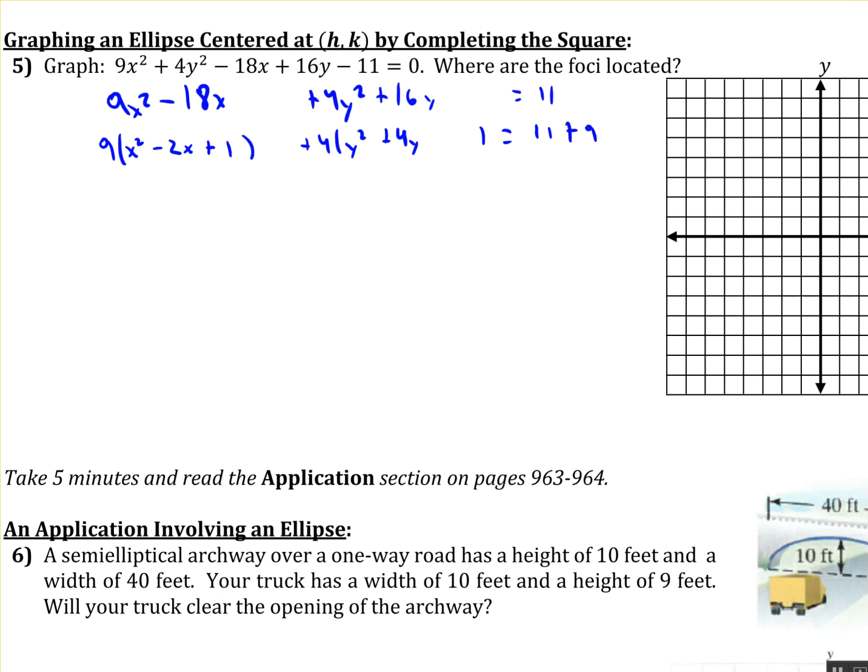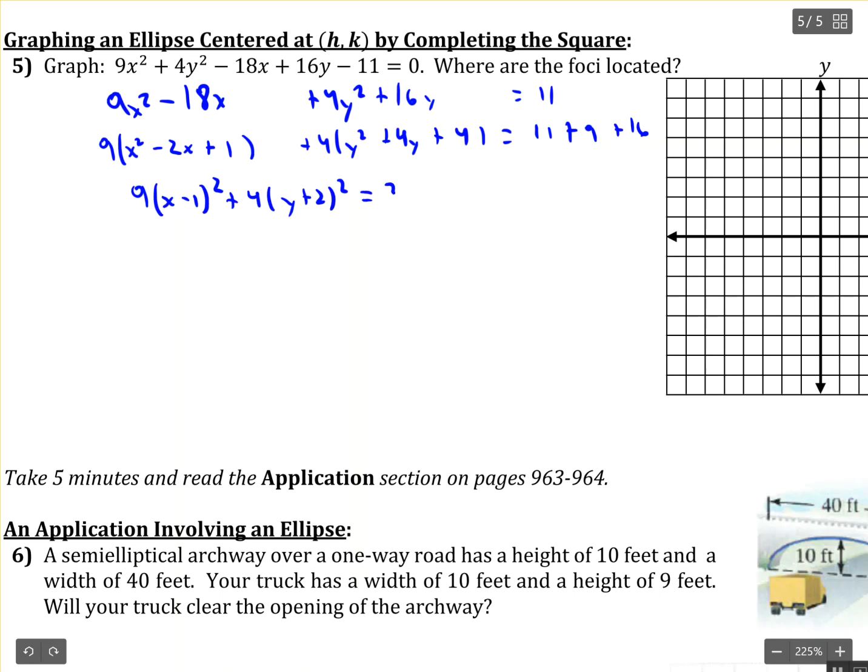Half of 4 is 2. Squared is 4. So I'm going to add 4. But that 4 gets multiplied by that 4. So I actually added 16. So I end up with 9 times (x minus 1) squared plus 4 times (y plus 2) squared equals 36. Now I need this to equal 1, so I'm going to divide both sides by 36. So I get (x minus 1) squared over 4 plus (y plus 2) squared over 9. And that's equal to 1.